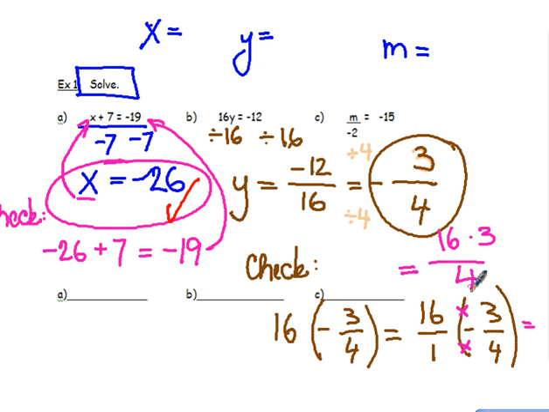I didn't do the math yet because I want to encourage you, simplify whenever you can. It will help you not to make many mistakes. 16 and 4 both can be divided by 4. 16 divided by 4 is 4. 4 divided by 4 is 1. So all we have left is 4 times 3 over 1. 4 times 3 is 12 over 1. And you remember that 12 over 1 is actually 12.